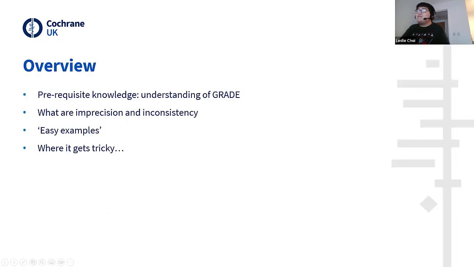Right, so overview, prerequisite knowledge. I imagine everyone here is a Cochrane author or works in some capacity with Cochrane, so understanding of GRADE is assumed. I'm just going to talk very briefly about what we mean by imprecision and inconsistency, then give some hopefully quite straightforward examples of grading decisions in these domains, and ones that are a bit more tricky.